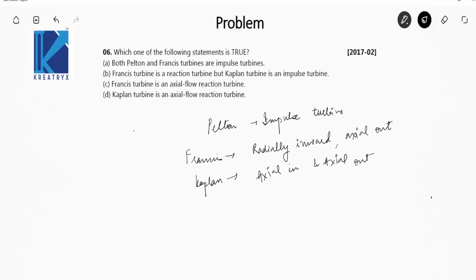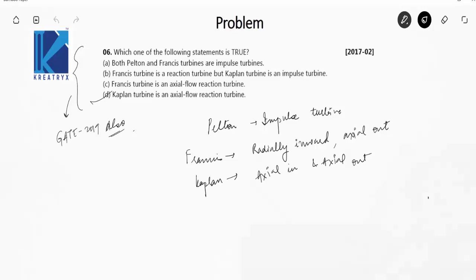Kaplan turbine is an axial flow reaction turbine. Pretty simple question. I guess this same type of question has been asked in this year's GATE also, GATE 2019. The question is based on a similar concept, I mean similar theory. So next question, GATE 2019 also. So you see the questions get repeated in GATE every year.